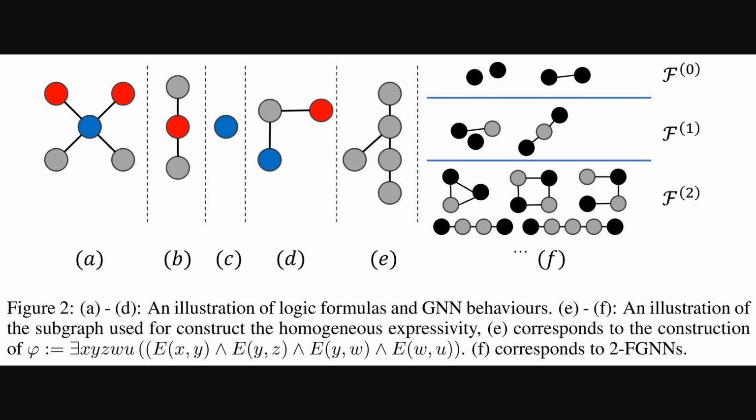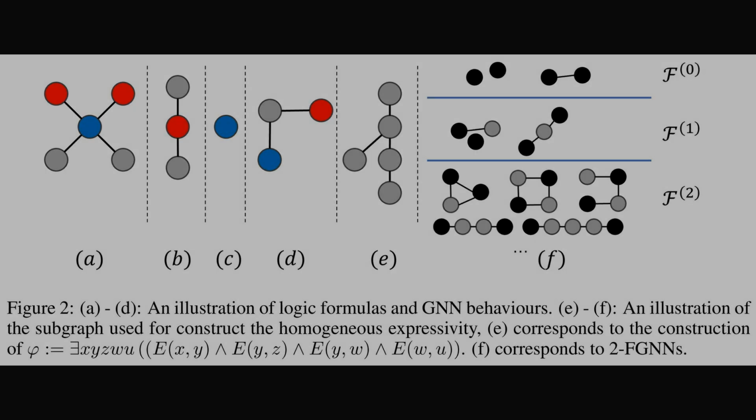Then, Parts E and F delve into constructing what's termed, quote, homogeneous expressivity. This homogeneous expressivity essentially measures how well a graph neural network can identify specific subgraph structures. For instance, Part F shows patterns recognizable by two GNNs, which are a particular class of graph neural networks known for their strong expressive capabilities.